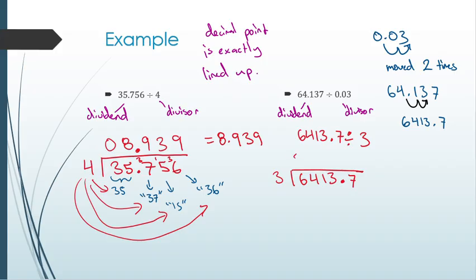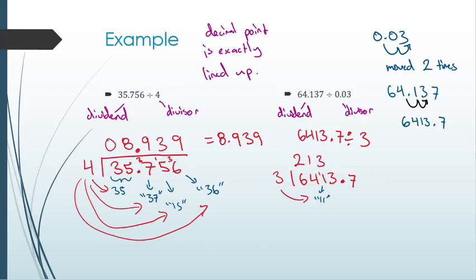How many 3's going to 6? Twice. How many 3's going to 4? 1 time with 1 remainder. This now reads as 11. How many 3's going to 11? 3 times with 2 remainder.